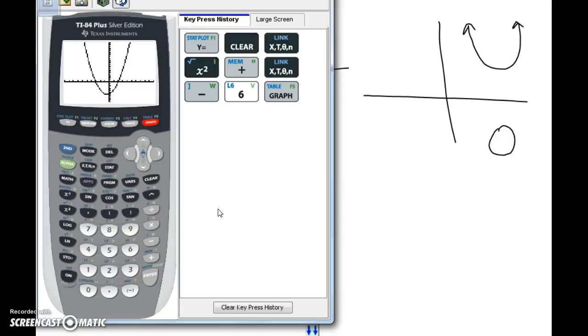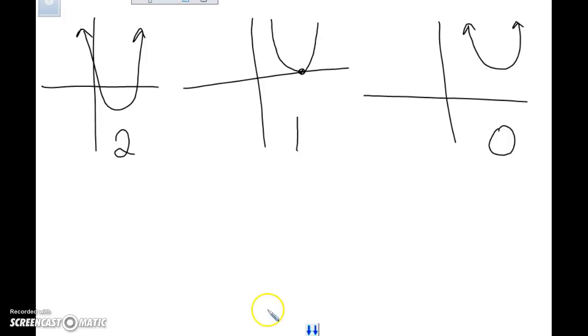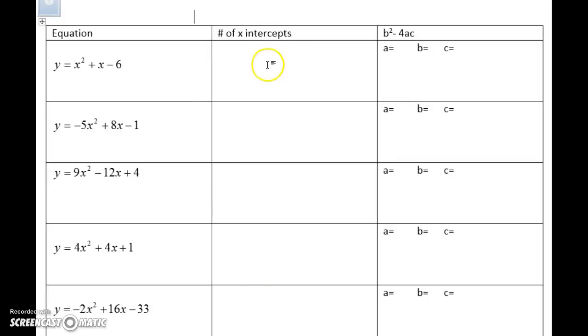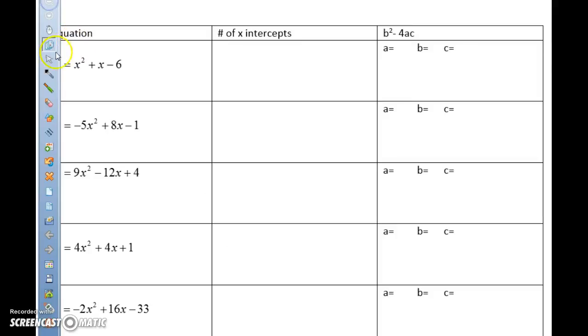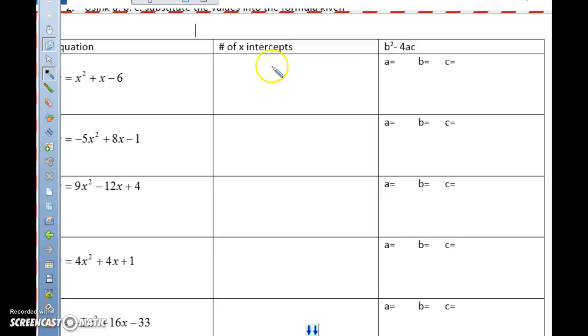This little green paper that you have in front of you, most of them are green. Number of x-intercepts. And that's what I wrote. So this has 2 x-intercepts. Okay, we're going to use this.